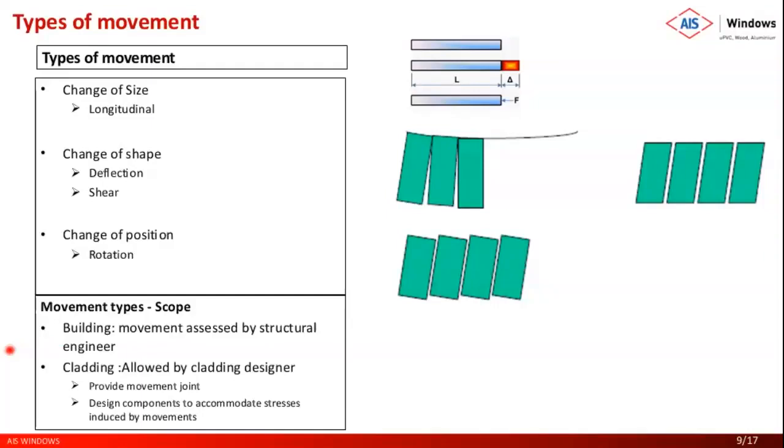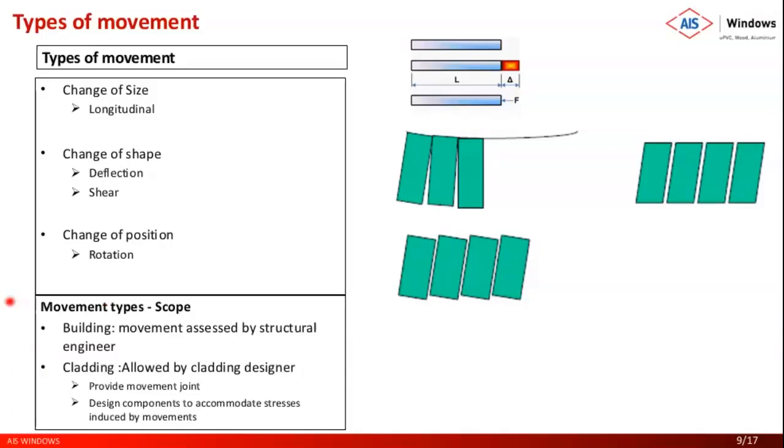Now, in terms of scope, there are two areas which we need to look at. One is the building movement. This essentially has to be assessed by the structural engineer of the building. And cladding and movement related to cladding has to be designed by the cladding engineer. So they need to make sure that whatever material we are using, whatever coefficient of thermal expansion they have, we provide movement joints to accommodate those movements, or we design the component to accommodate those stresses.